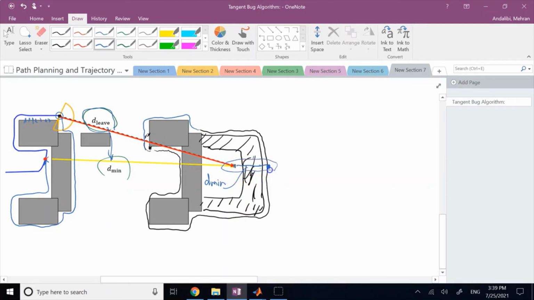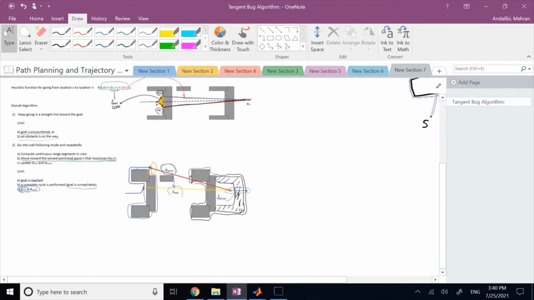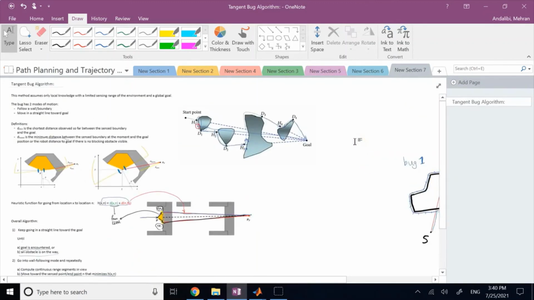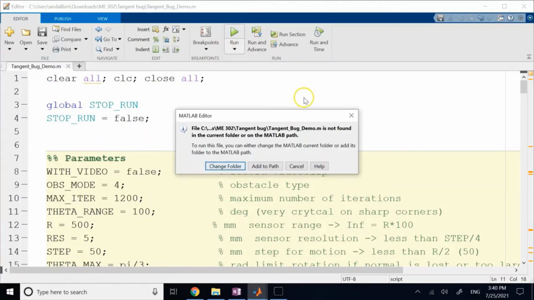This was the best. And guess what? When it was the best, there was no clear path. So you went one full path around the obstacle. You could not find any better location to get in, and that means there is no way to get in. So your algorithm would go through one full cycle, and the goal is unreachable. So this is how this tangent bug is working. And now I want to show you a demo of this algorithm in practice. So here we go.